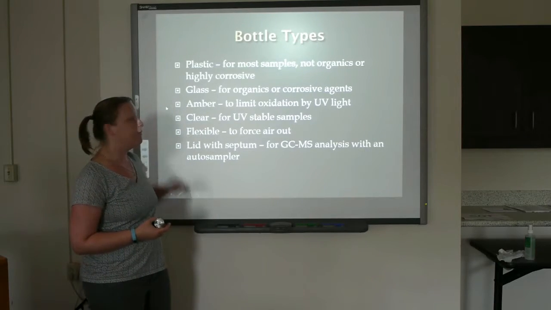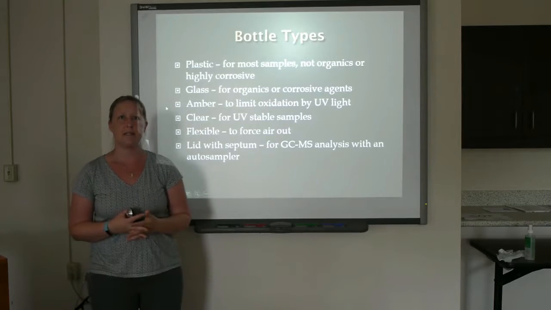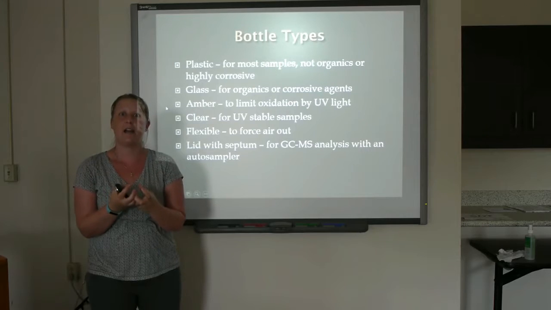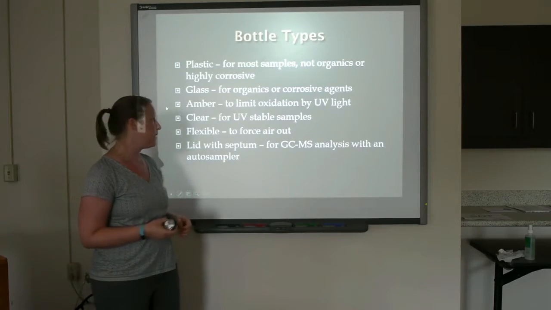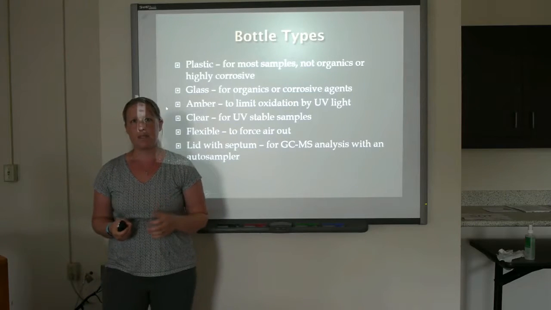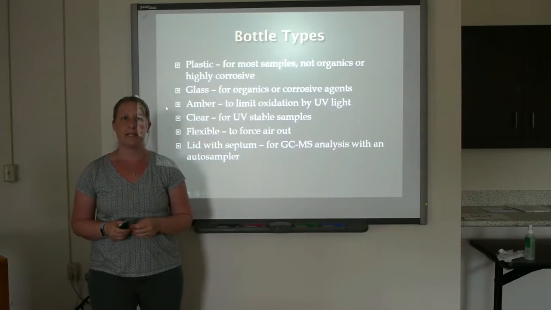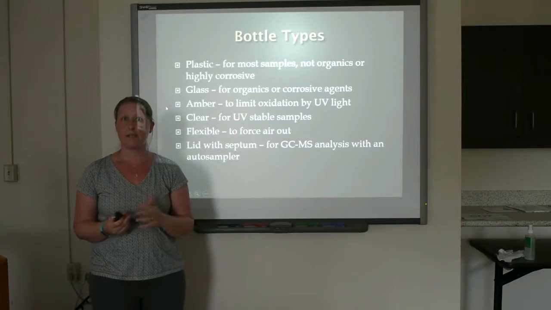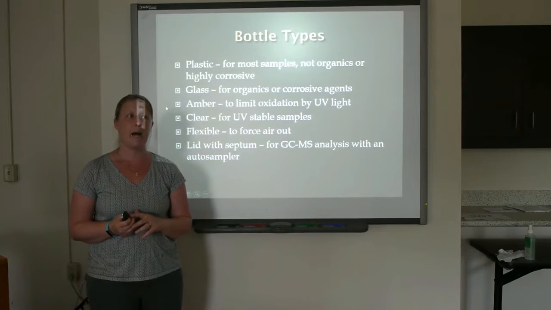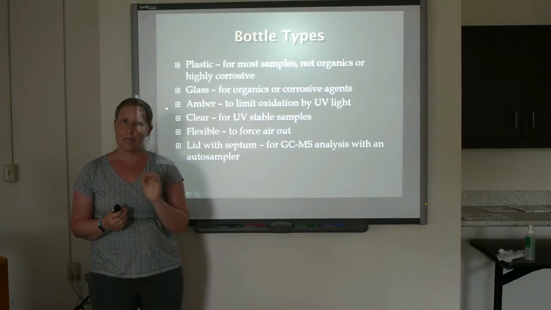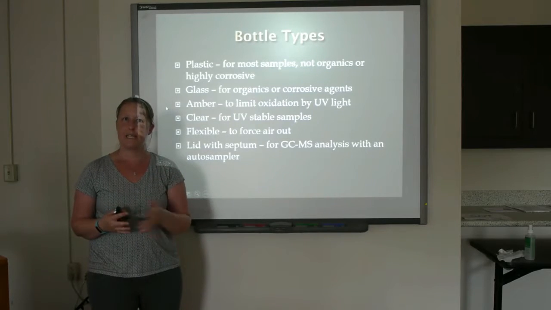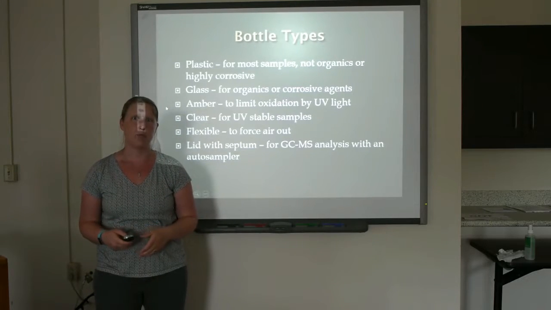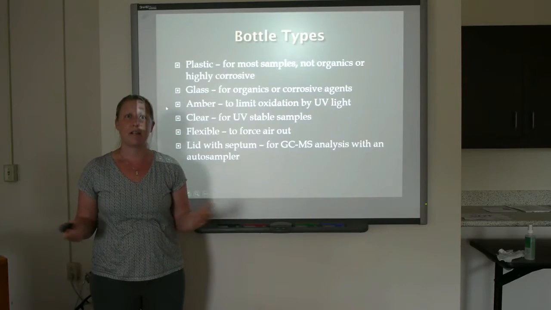We can also use a flexible bottle. I'll demonstrate these in class. The type we use the most often are called Cubitainers, and we use that to be able to force all of the air out of the samples, which is one of our preservation methods. There are also lids with septums, and we'll demonstrate these in class. The septums allow an autosampler on a GC-MS, which is a piece of analytical equipment used to analyze for organic compounds, to pierce that lid so that you never have any contamination or exposure to oxygen. This can be really good for volatile organic compounds, where opening the bottle may affect what you get in the bottle.